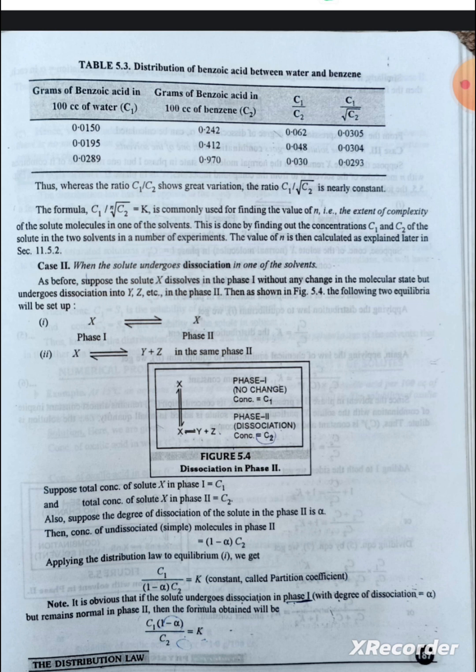Suppose the total concentration of solute X in phase 1 is C1 and the total concentration of solute X in phase 2 is C2. Also suppose the degree of dissociation of the solute in phase 2 is alpha. Then the concentration of undissociated molecules in phase 2 is (1 minus alpha) C2.